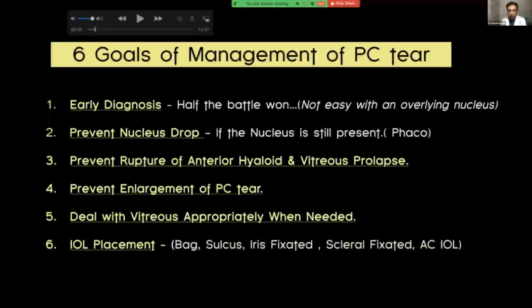Of course, if you have lost the bag or if the tear is too large, then we can think of iris fixation or scleral fixation of the lenses. And of course, AC lens can also be placed.